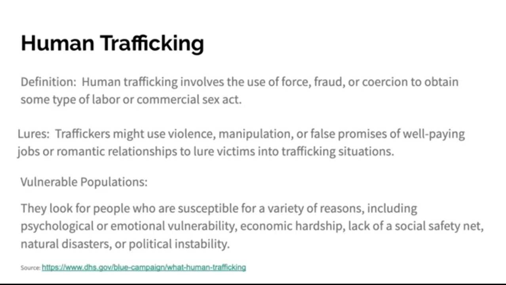Human trafficking involves the use of force, fraud, or coercion to obtain some type of labor or commercial sex act. Traffickers might use violence, manipulation, or false promises of well-paying jobs or romantic relationships to lure victims into trafficking situations. They look for people who are susceptible for a variety of reasons, including psychological or emotional vulnerability, economic hardship, lack of a social safety net, natural disasters, or political instability.